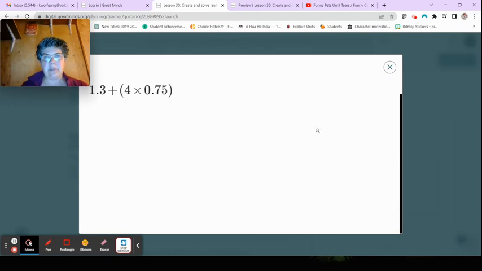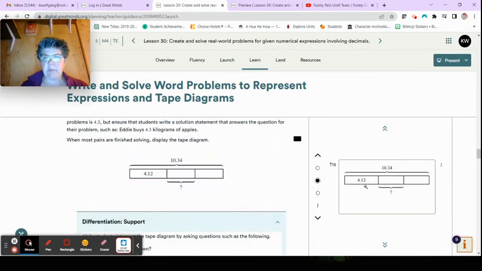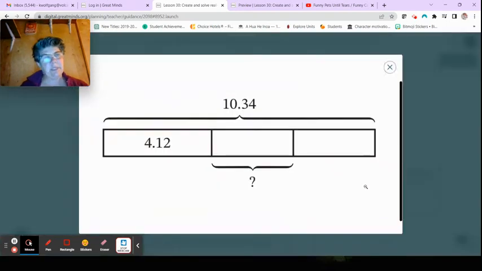Okay, so let's look at another. Instead of an expression this time, we're going to be looking at a tape diagram. Okay, because we have to be able to look at expressions and go to tape diagrams and go to expressions. All right, let's look at this tape diagram for a minute.